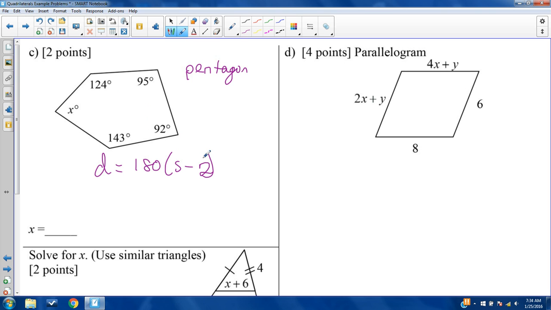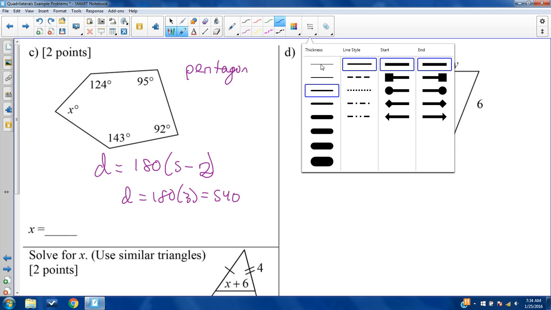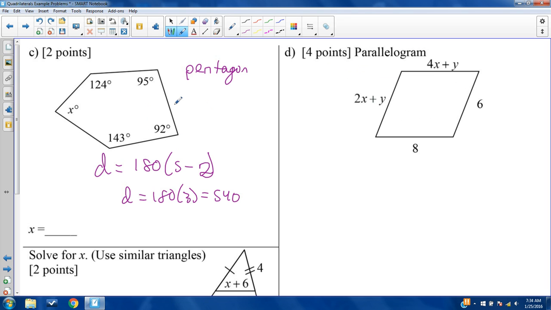5 is the number of sides or angles, which is 540. So the interior angle sum is 540 degrees. What does that mean? Well, if I add all these angles together, I should set it equal to 540.